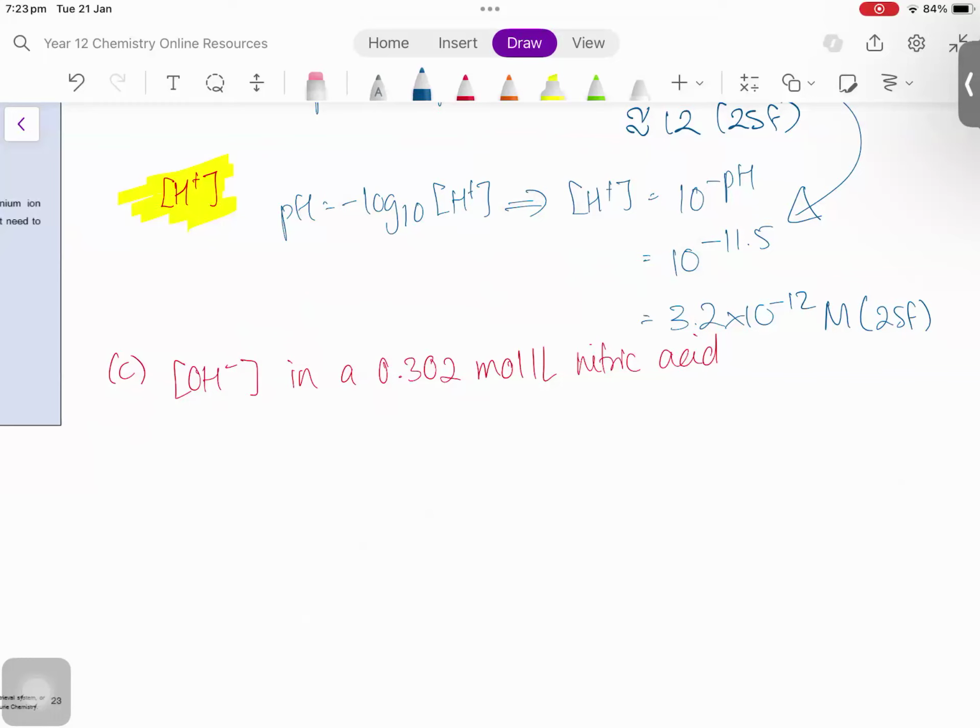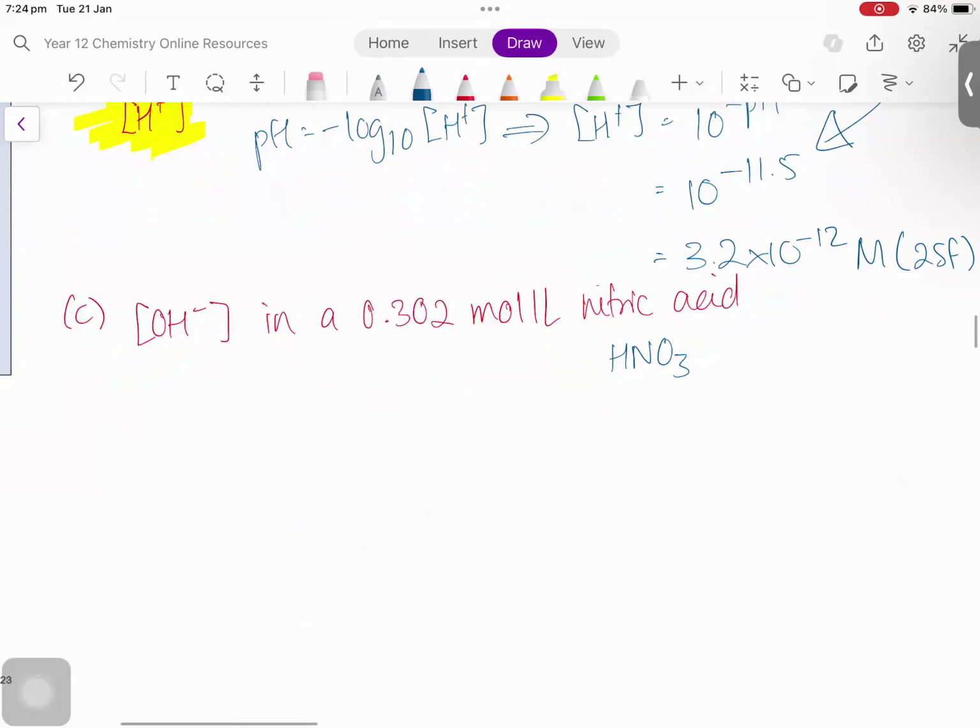What's the nitric acid formula? HNO3, good. Guys, if you feel comfortable, set the chat to everyone, just so everybody else can see your answers as well, and we're discussing. HNO3. I'm going to write the equation again.